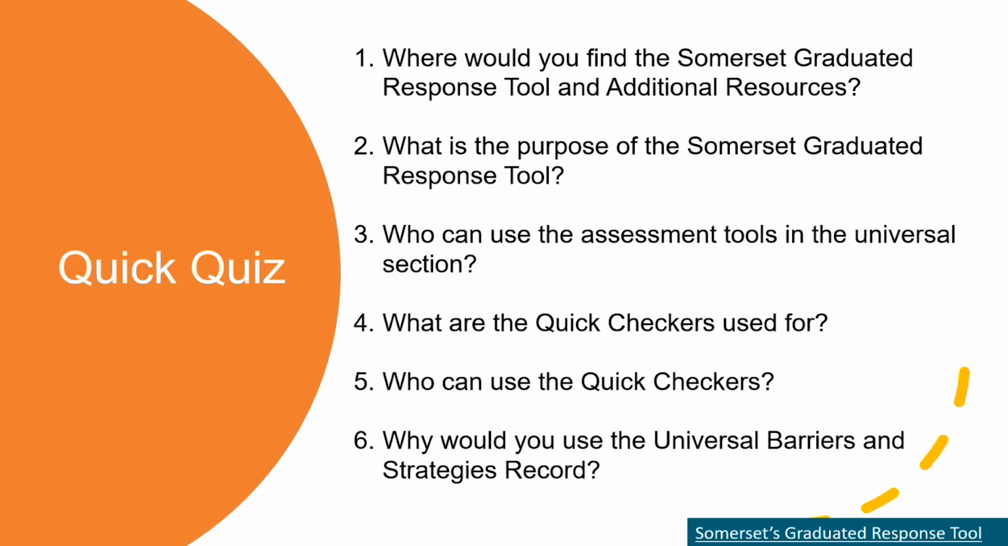First question, where would you find the Somerset Graduated Response Tool and those additional resources we've shared with you? What is the purpose of the Somerset Graduated Response Tool? Who can use the assessment tools in the universal section? What are the quick checkers used for? Who can use the quick checkers? And why would you use the universal barriers and strategies record? So please pause the recording and think through or discuss your answers to those questions.